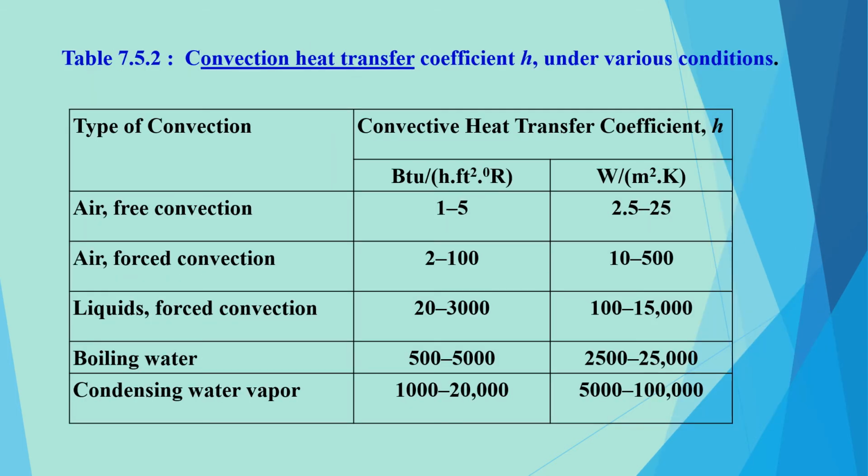Table 7.5.2 gives us the convection heat transfer coefficient h under various conditions, in units that can be BTU per hour per feet squared degrees Rankine, or in watts per meter squared Kelvin.